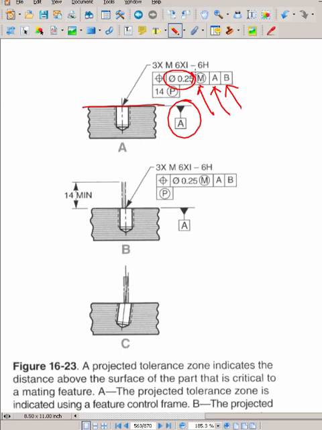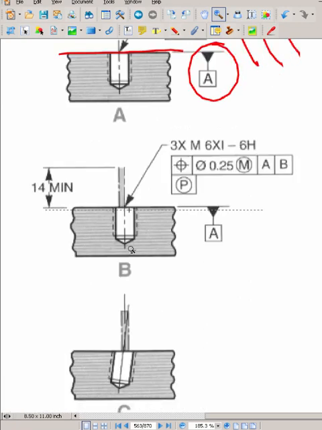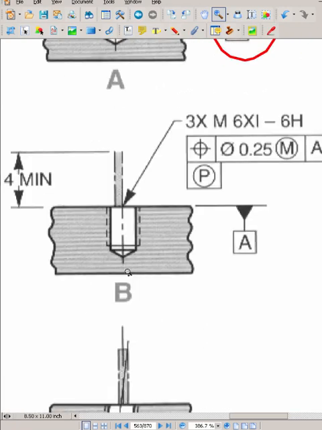Okay. Well, in this particular case, the geometric tolerance is of position. We can tell by that symbol there. And what you see right here in B is a portion of the projected zone. It's only half of it. The other side is the other half of the projected zone. It's not even shown. Okay?